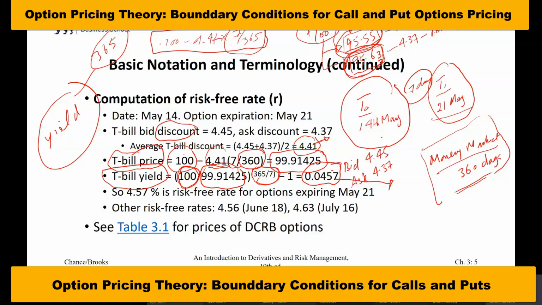So for the price calculation and the discount calculation, we are always going to use the 360 days. But for the yield calculation, we are going to use 365 days. So for example, the next option is expiring on 18th of June. So you should count the days from 14th May to 18th of June. So 18th plus 17 days of May. So that is 35 days. So it will be 35 divided by 360 and 365 divided by 35. Of course, the average bid-ask spread will also change because that will be a different maturity.